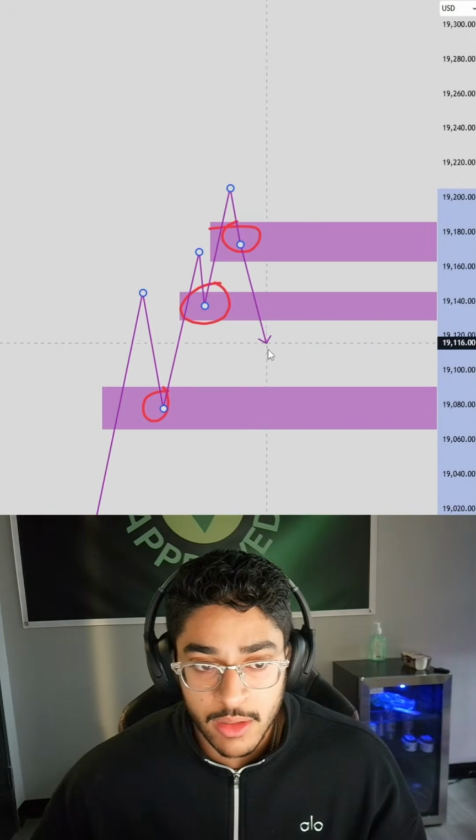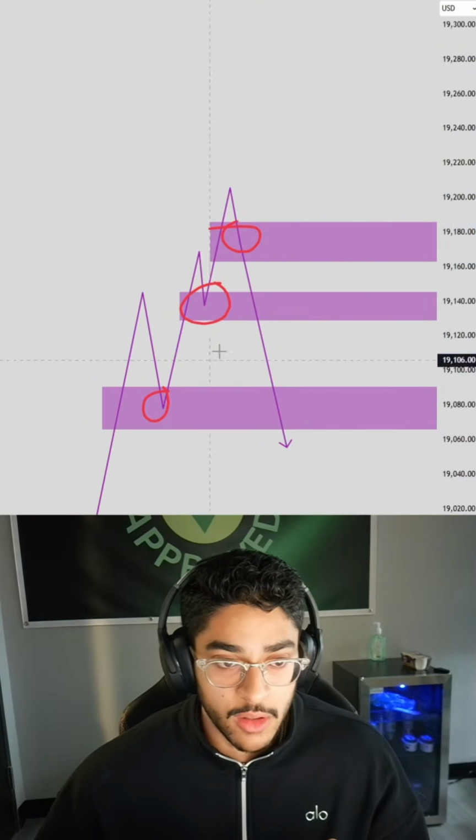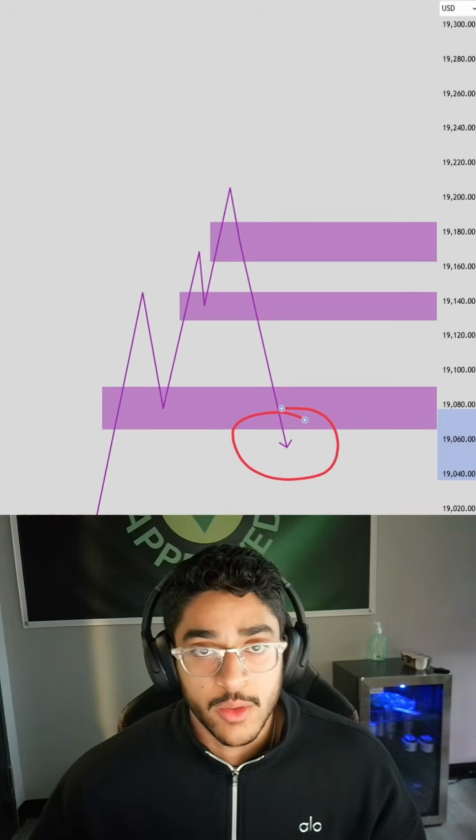But when we start closing below these bullish FVGs, that's the market telling us that that bullish narrative is no longer valid because all of these PD arrays are getting ran through. This is when you want to be looking for shorts.